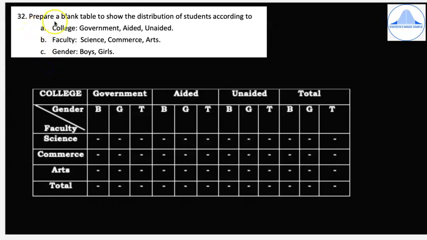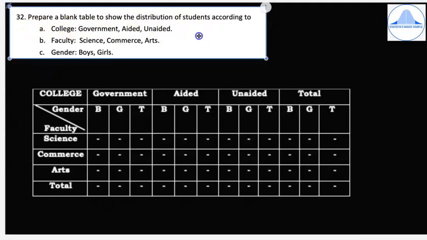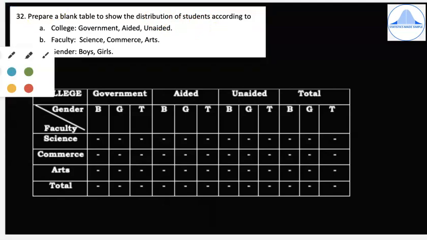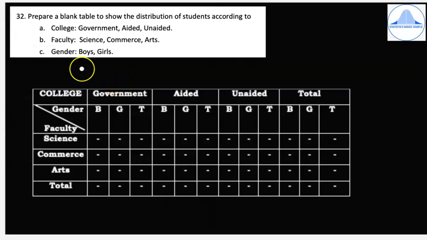32nd question. Prepare a blank table to show the distribution of students according to subdivision A college, that is government, aided, unaided. Then B, faculty, science, commerce and arts. C, gender, boys and girls. So importantly, the first step is to write the title. The title should always be written in capital letters. So you can write blank table showing the distribution of students.